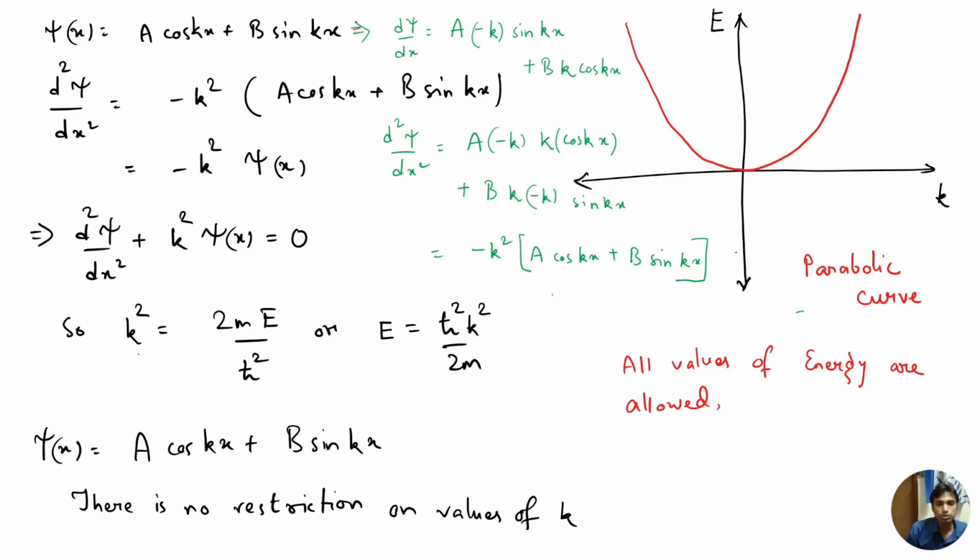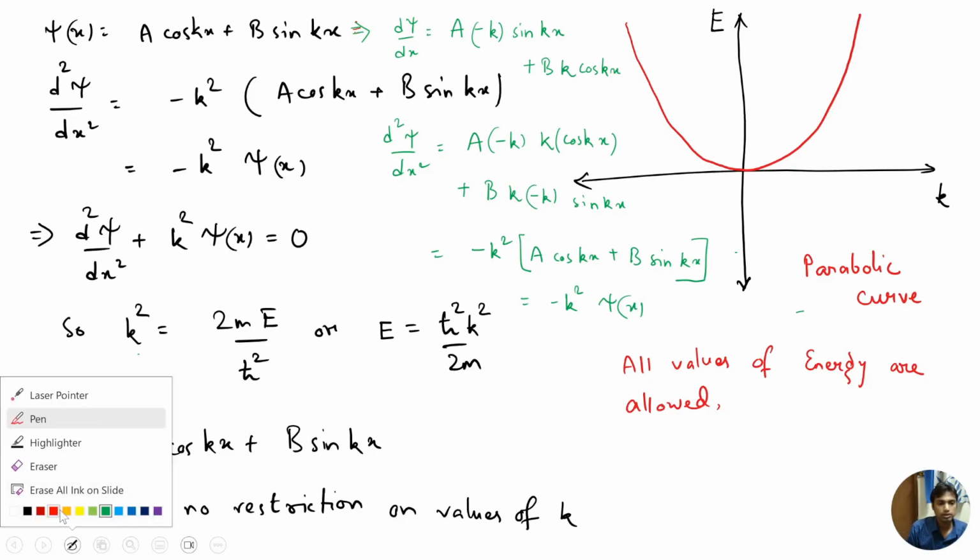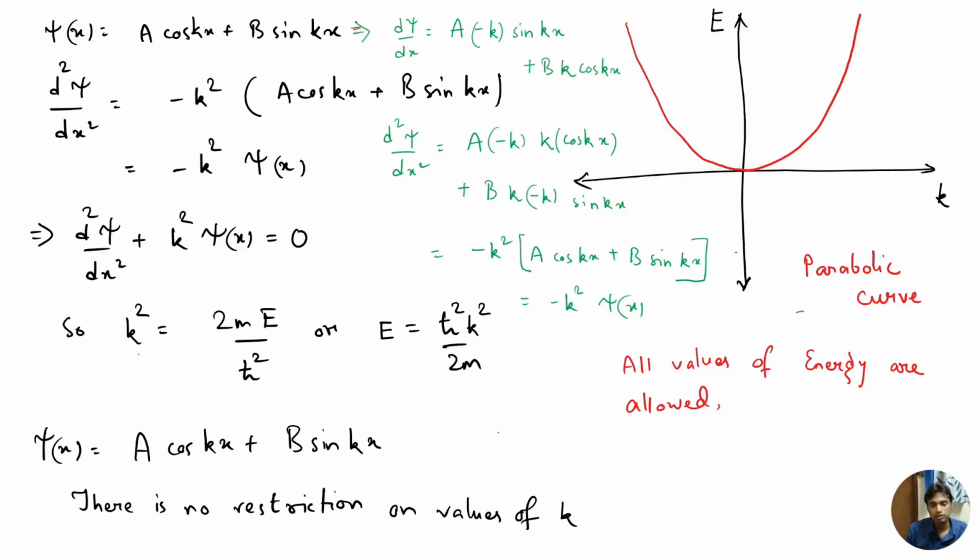So this is minus k square psi of x. This we are comparing with the Schrodinger equation. The Schrodinger equation is minus h cross square by 2 pi into d2 psi by dx square. After we put v equal to 0, what we get is d2 psi by dx square plus 2me over h bar square psi of x is equal to 0. This is the Schrodinger equation for a truly free particle. When I say truly free electron, that means v of x is equal to 0.